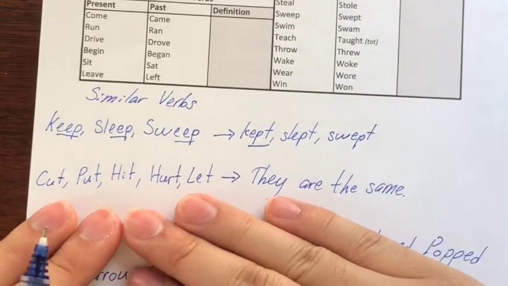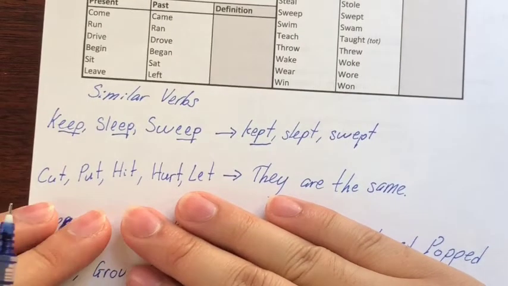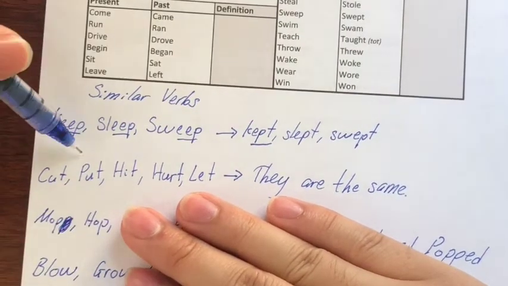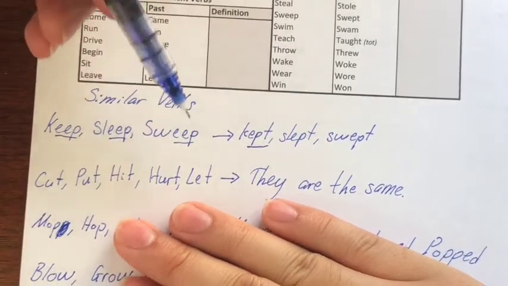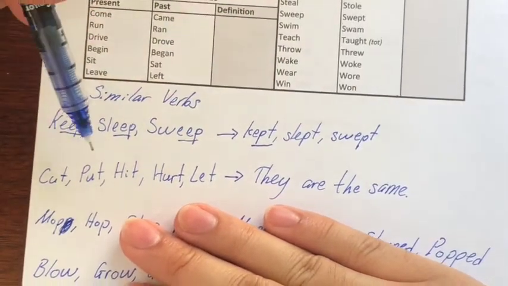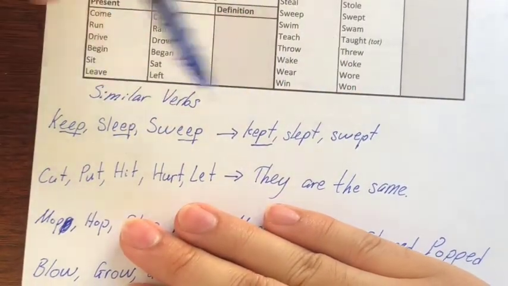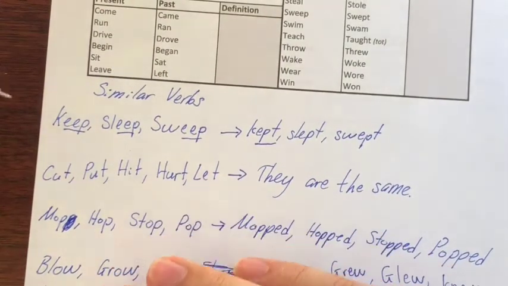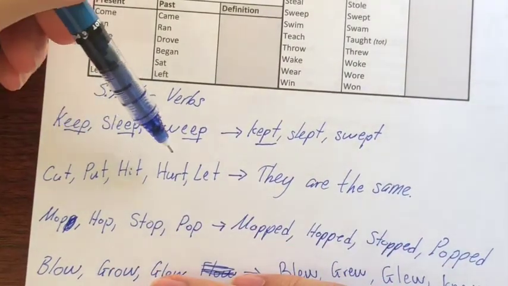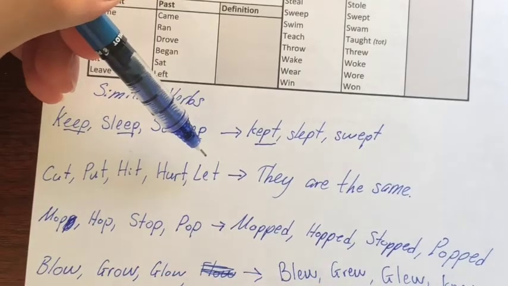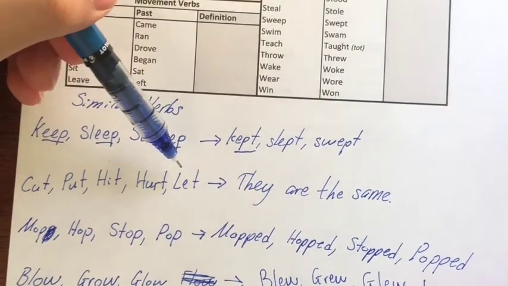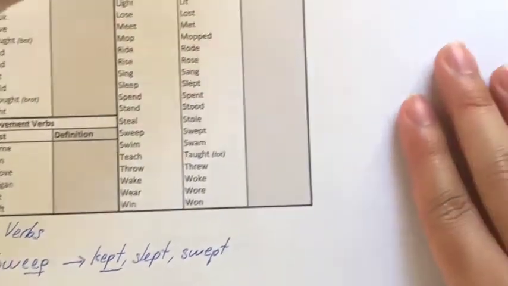Next, we have verbs that stay the same in past tense. We have cut, put, hit, hurt, and let. All of these words are the same in past tense. Cut, put, hit, hurt, and let. So I want to talk about the verb let. What does let mean?